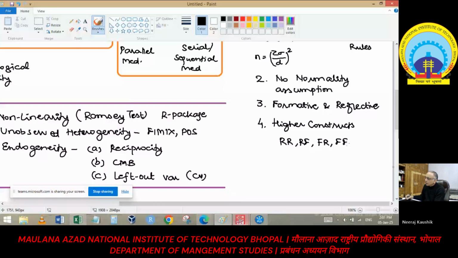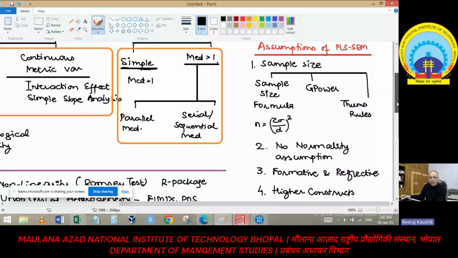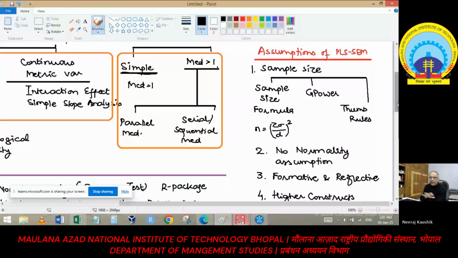Number 5, it can work on very complex models. It can handle serial mediation, moderated mediation, every sort of stuff, very comfortably. So these are a couple of good things in PLS-SEM which are not there in AMOS. The rest, Professor Dhaval Mehta will give you a detailed critique of what and why in PLS-SEM.